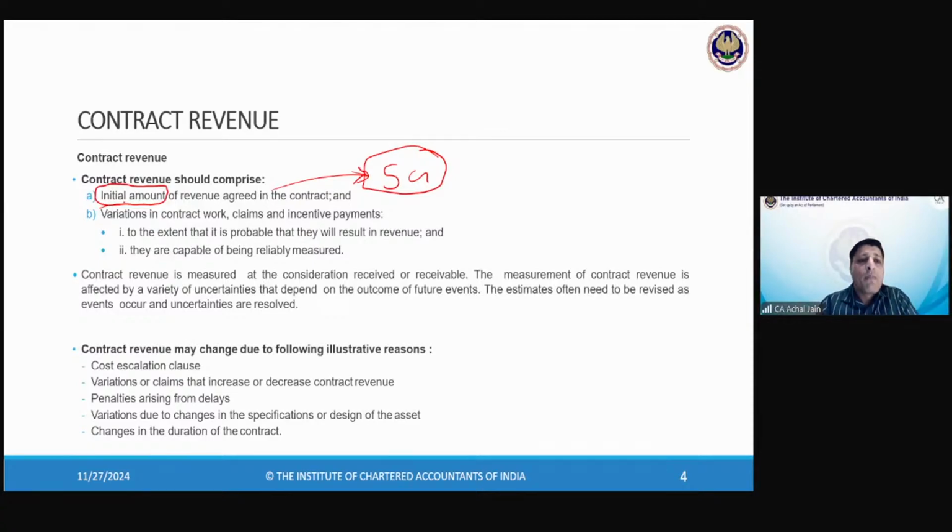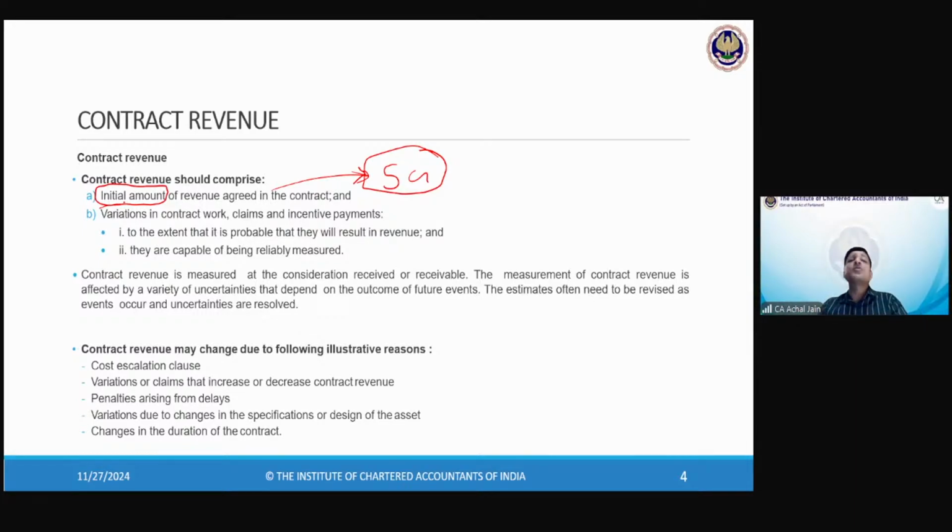Now, sometimes what may happen is, as the work progresses, let's suppose some renovation work is going on. I'm sure some of you will be able to relate to this. Let's suppose you are getting your house renovated, or getting your house constructed. Maybe you call a contractor and agree that you'll pay 5 crore for the construction of the building.